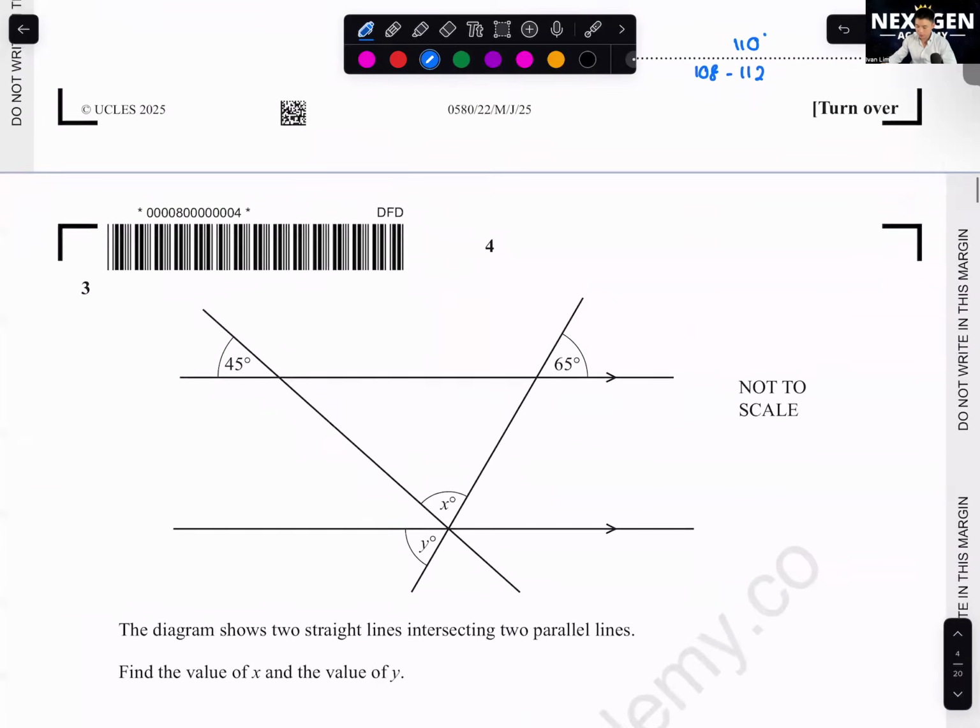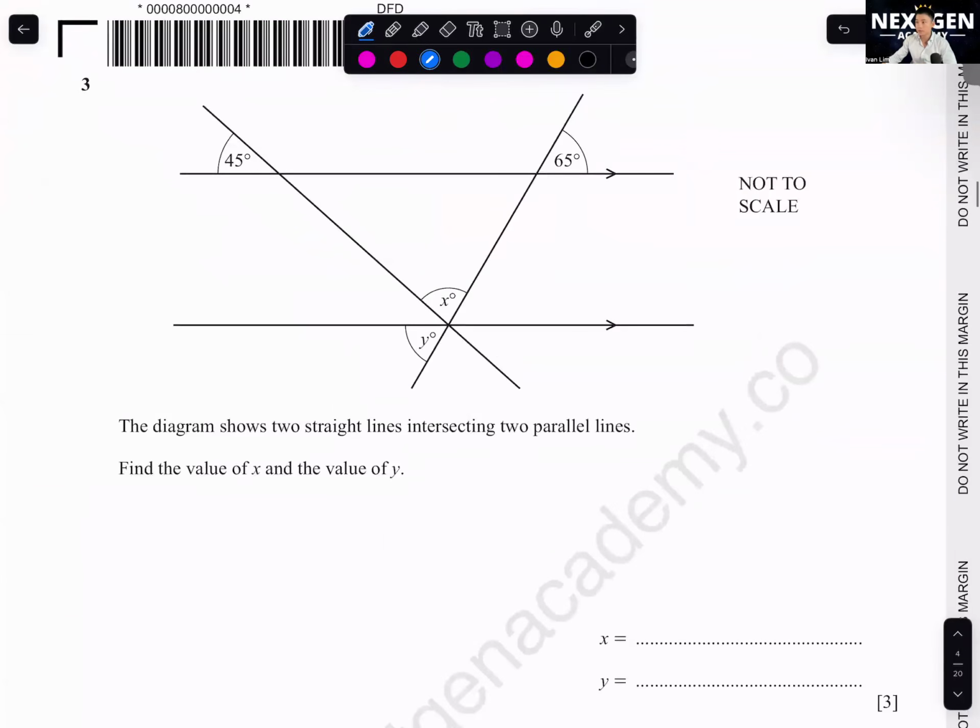Number 3. This is on angles. The diagram shows two straight lines. Find x and y. First thing, we always look for the parallel lines first, if there are any, so that we can use the properties of the special angles. What is x and what is y? Given to us are these two. We can write down some information here first. Here we can write 45, and here we can write 65.